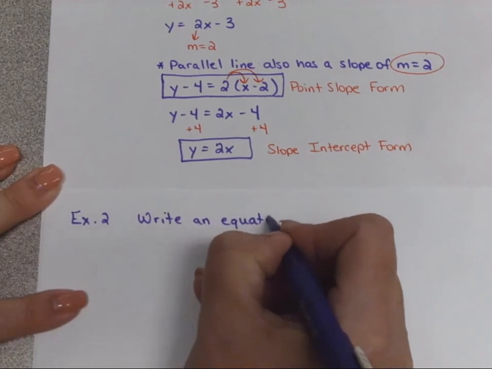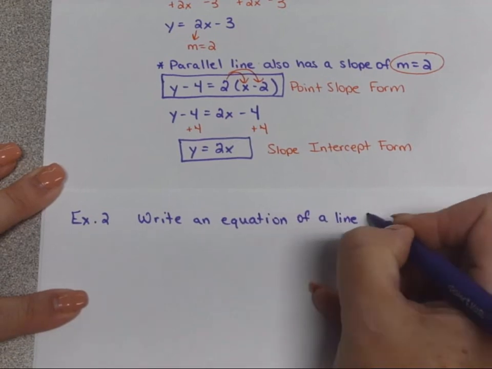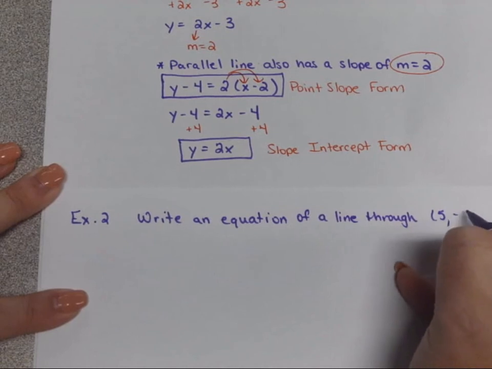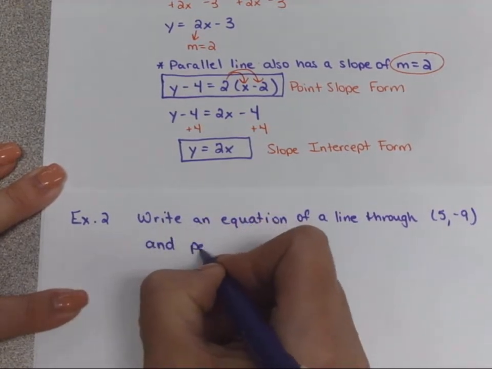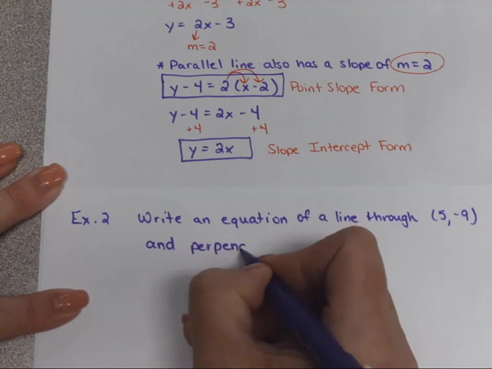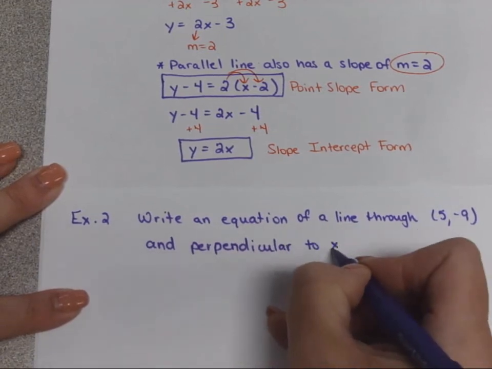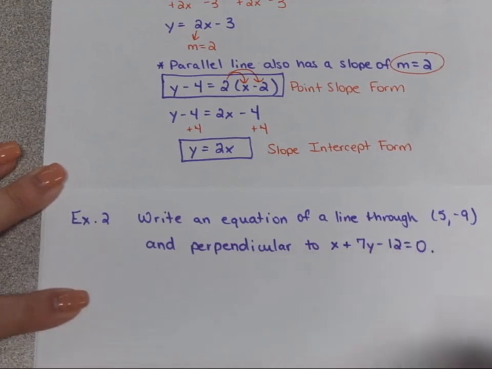So again, I want you to write an equation of a line through (5, -9) and perpendicular to the following. So perpendicular to x + 7y - 12 = 0.